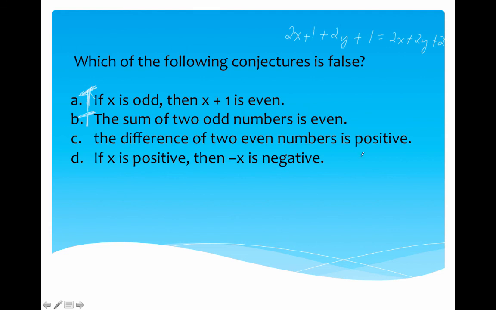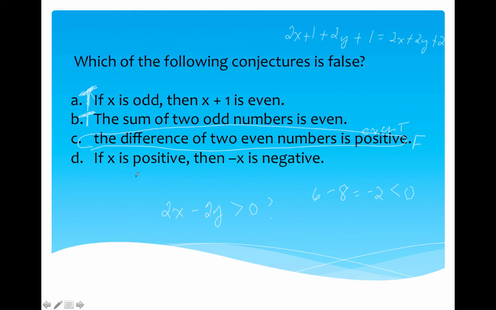The difference of two even numbers is positive. So an even number looks like 2x. So 2x minus 2y, is there any reason for this to be 0? So as an example, 6 is even, minus 8 is negative 2, which is negative. So if this would have said even, then it would have been true. But positive is false, so this conjecture is false.